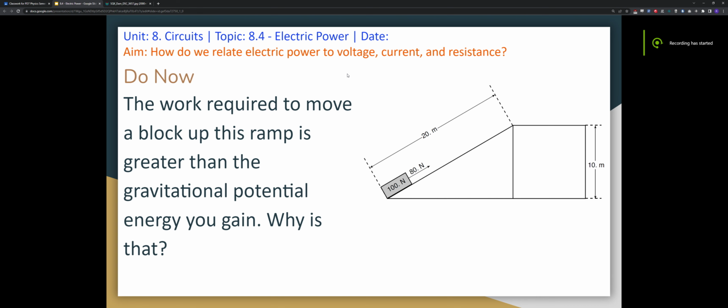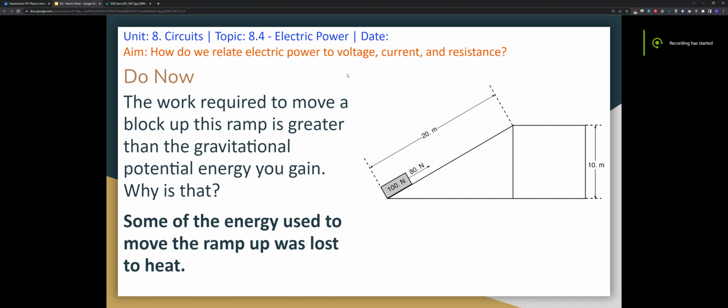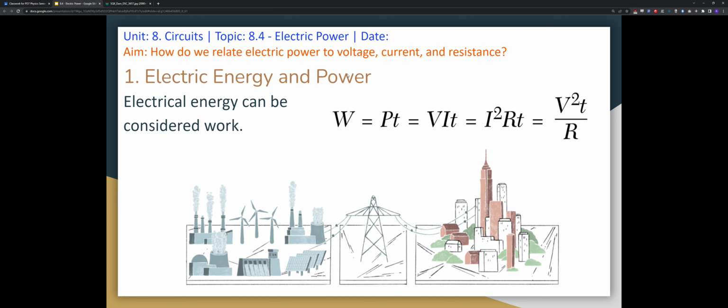Let's talk about lesson 8.4. I'm gonna skip the do now. Let's talk about electrical energy. If you think back to unit 7, we talked about electric energy briefly, so we can consider electrical energy work. Work can be considered electrical energy, right?